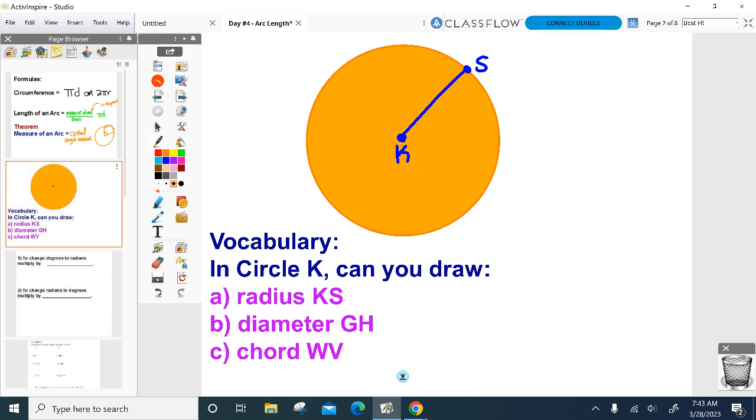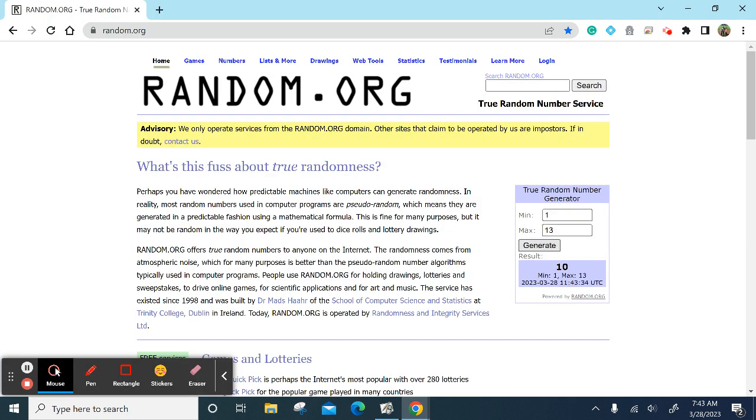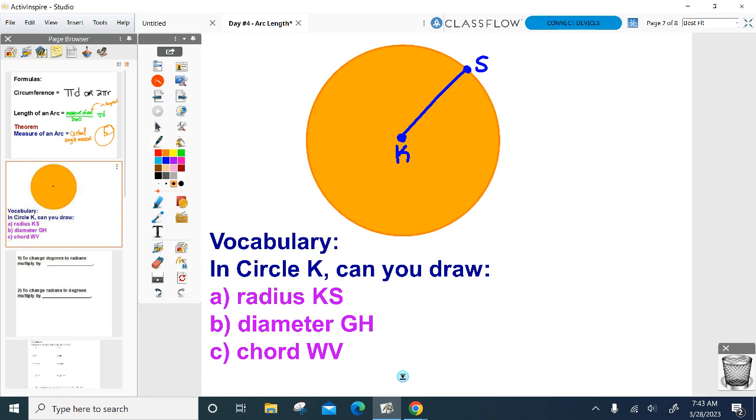Tell me how to write diameter GH. Diameter GH. Talk to me. A line on each side of the circle, going through the center. That's the biggest point I'm looking for. It's got to go through the center.